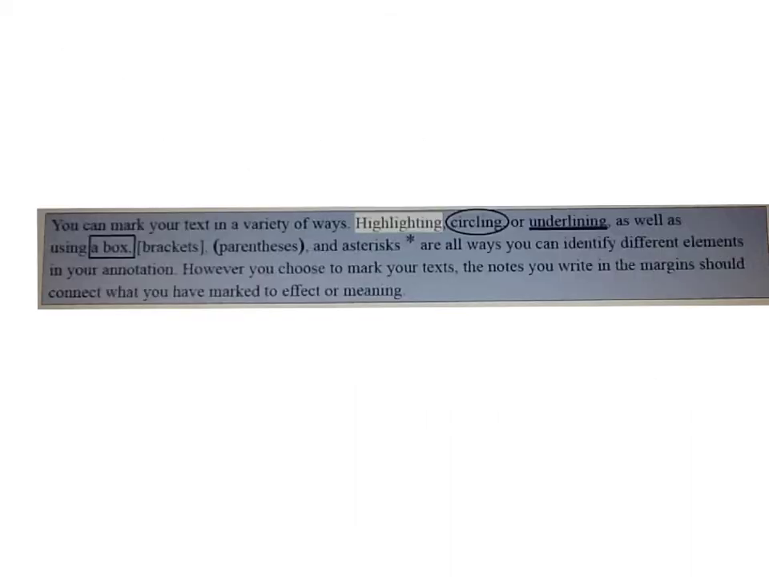Here are some examples of ways you can annotate your text. You can mark your text in a variety of ways: highlighting, circling, or underlining, as well as using a box, brackets, parentheses, and asterisks are all ways you can identify different elements in your annotation. However you choose to mark your text, the notes you write in the margins should connect what you have marked to effect or meaning. Make sure you are not just highlighting, circling, or underlining, but that you are also writing notes in the margins that make these connections.